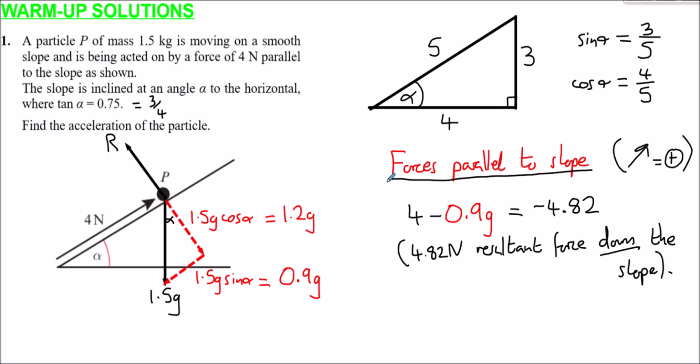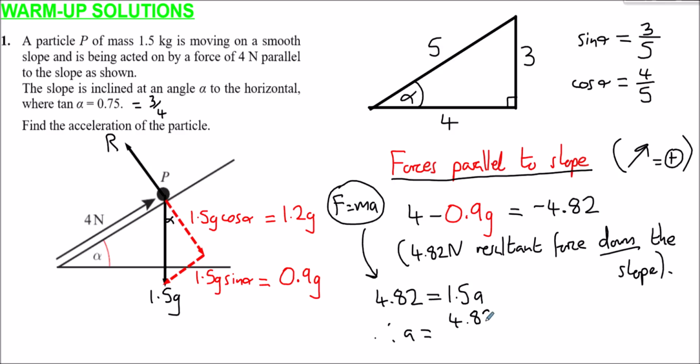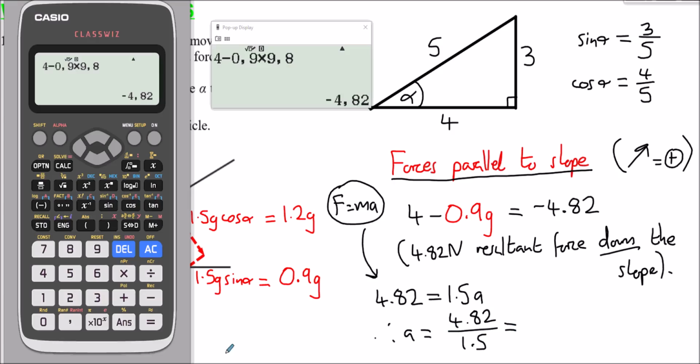Now we can apply the idea of F equals ma. And so 4.82 newtons, just taking the magnitude of the resultant, will equal the mass times acceleration. So that's for mass 1.5 multiplied by a. I'm just using F equals ma in case you're wondering where this is coming from. Magnitude of resultant force 4.82, for mass 1.5, acceleration what we're trying to find out. So therefore the acceleration of this particle is 4.82 divided by 1.5. Let's see what that gives us.